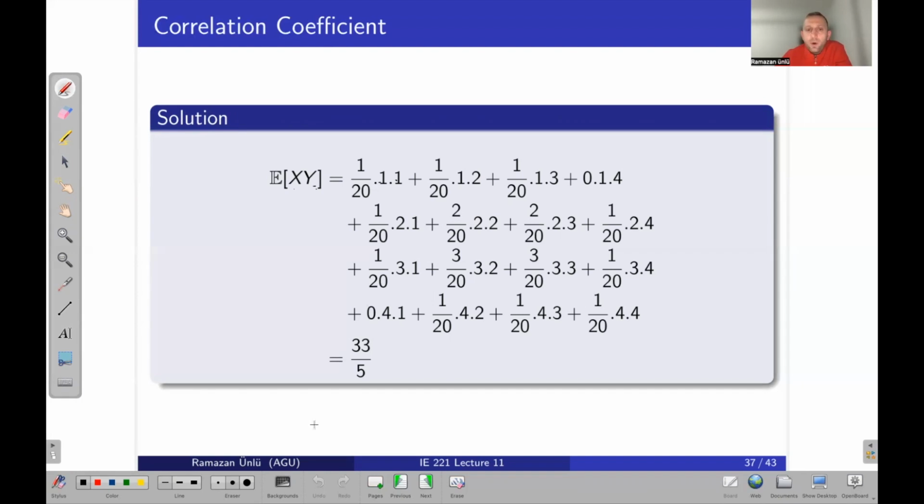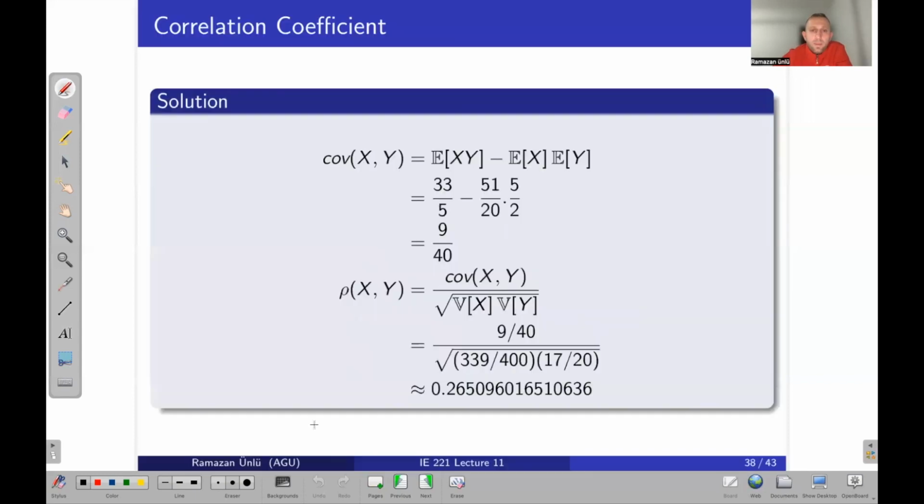So now I have everything, I just need to use them to calculate the covariance, okay? The covariance is the expected value of xy minus the expected value of x times the expected value of y. So I just know the results of these expectations. I will put those numbers into the formulation, and I will get 9/40. Okay, so that is the covariance.